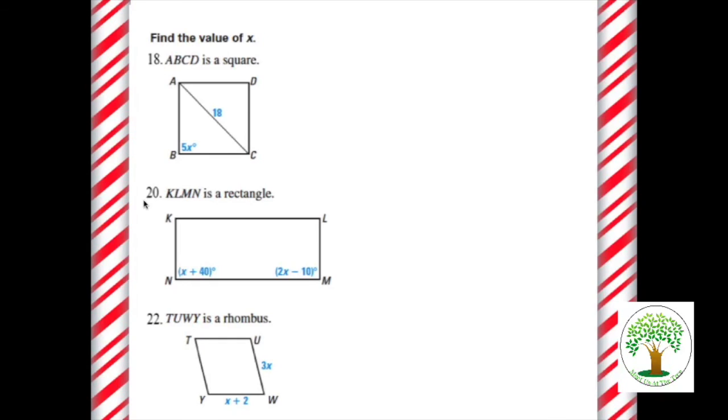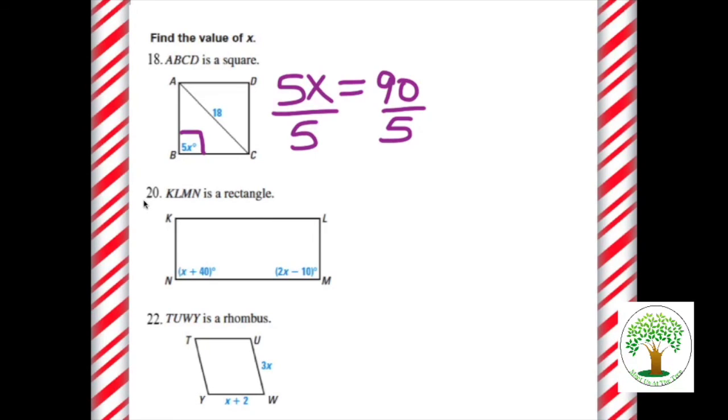Number 18, it's telling you that ABCD is a square. Okay, what do you know about squares? It has 90-degree angles. They're asking us to find x. So how are we going to make an equation out of that? Why do we need that 18? We don't. All right, so we're going to divide by 5. x equals 18. I heard 18. Somebody confirm that.